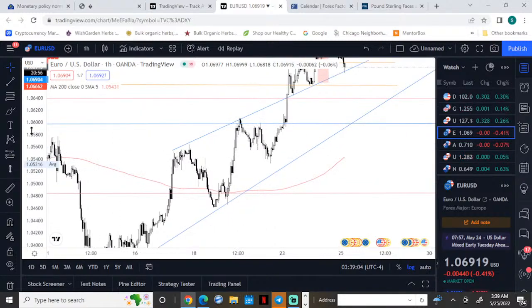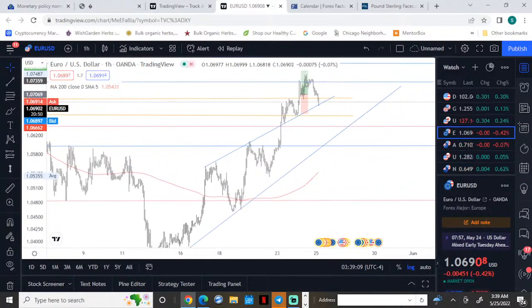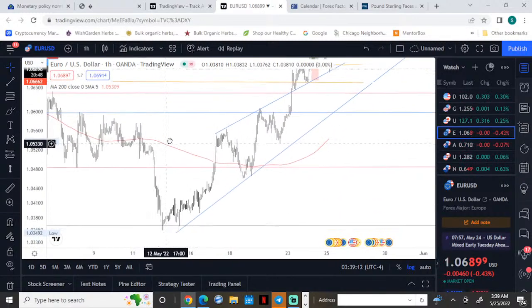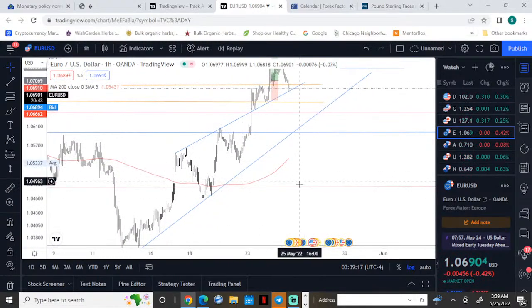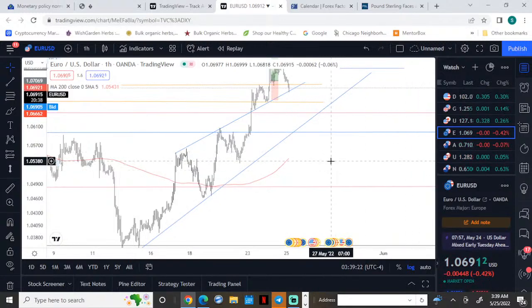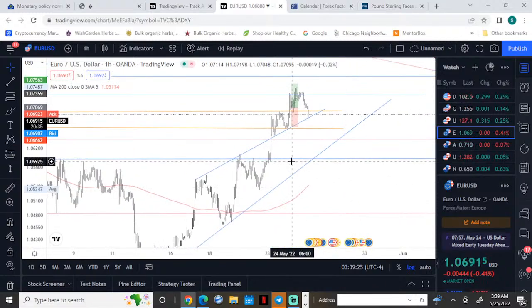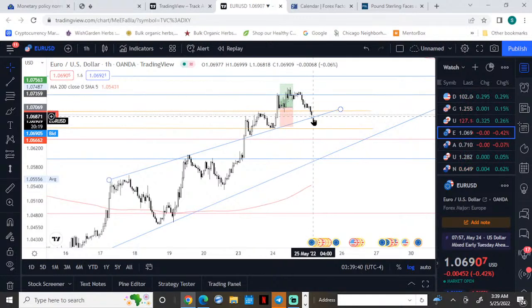So it's looking like, what do we have? We had this channel right here. There's two blue lines. Price broke out of that channel. Broke out, tested it, bought, and it did make a new high. Tested it again, made a new high. Now it looks like it's testing it again.